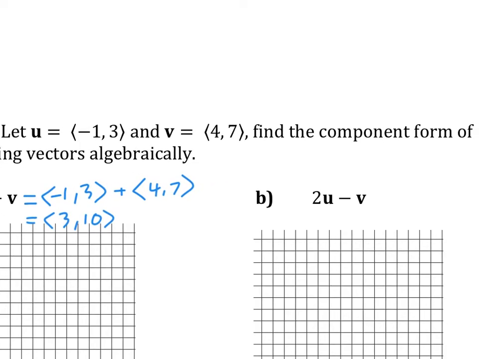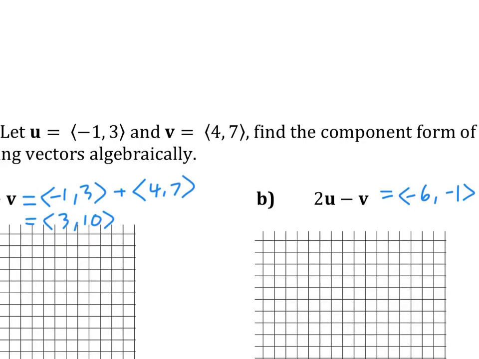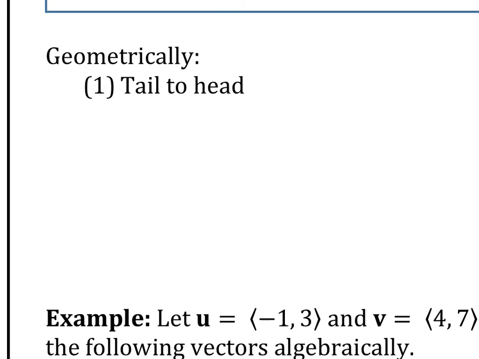Okay, you're going to do this one. 2u minus v. 2 is a scalar that's multiplied to vector u. Okay, what did you guys get for the vector 2u minus v? Yeah, (-6, -1). All right, so that's pretty easy. Now let me show you how to do this graphically. This is a little bit tricky.